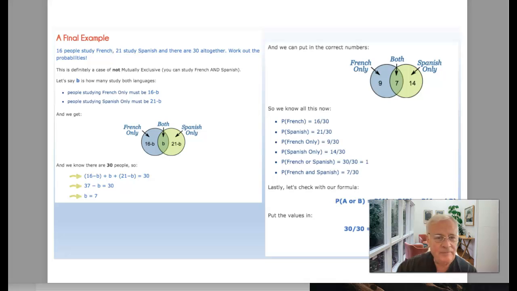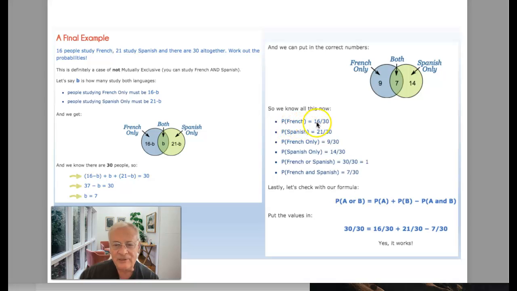Again, a final example. 16 people study French, 21 study Spanish, and there are 30 altogether. What are all the probabilities? The French only is 16 minus B, and the Spanish only is 21 minus B. But there are some people in the middle, B, we'll call it both. So you can work it out here. Again, I have to rush here to get through the end. So the B is 7. And I'll move myself over here so you guys can see that example.